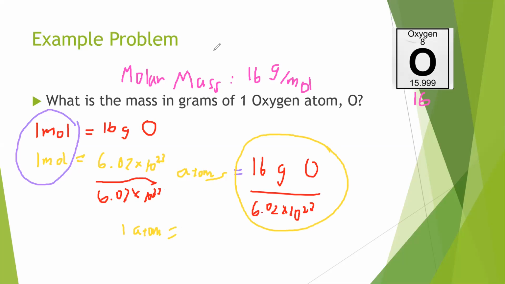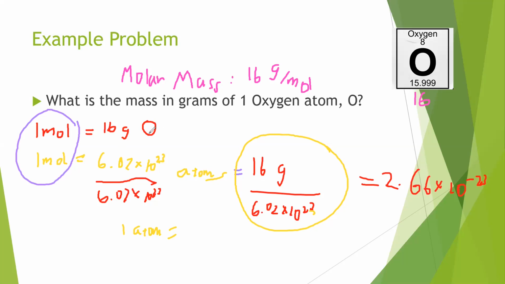So we know 1 atom is this number, 16 over 6.02 times 10 to the 23rd, which by my calculator is 2.66 times 10 to the negative 23rd. So that's how you find the mass in grams of 1 atom.